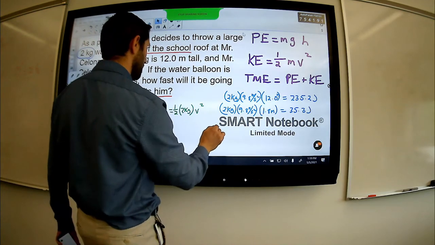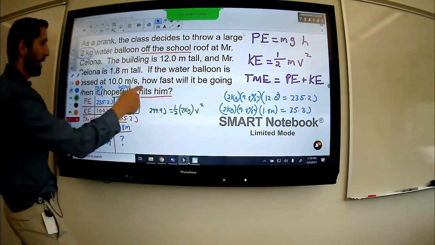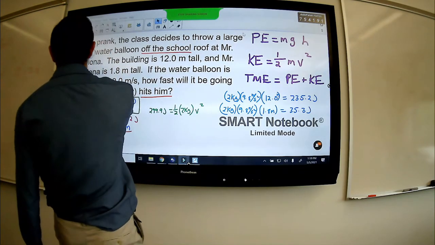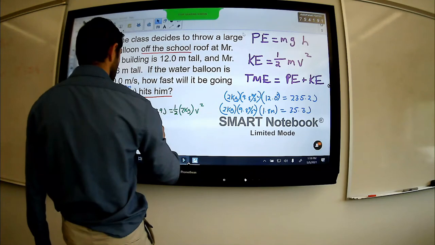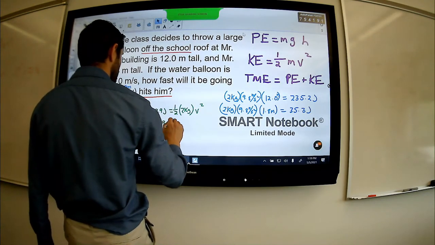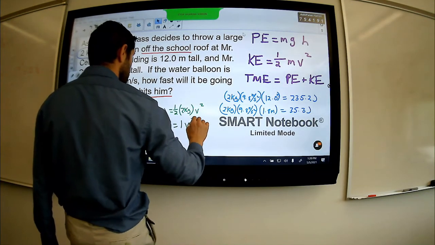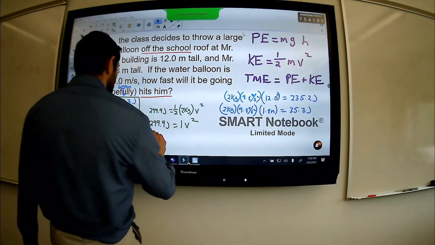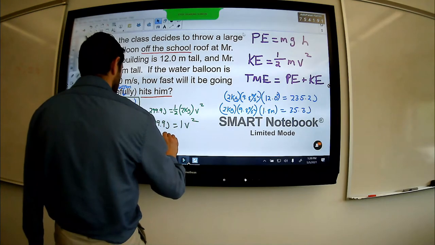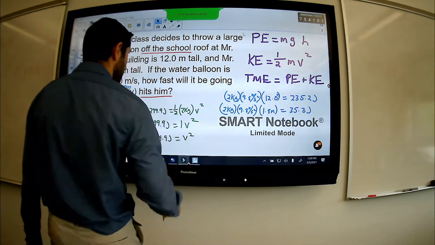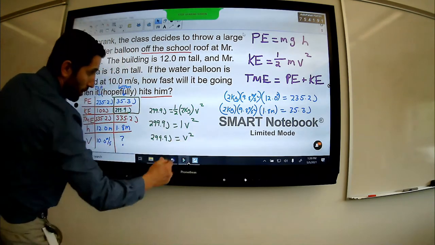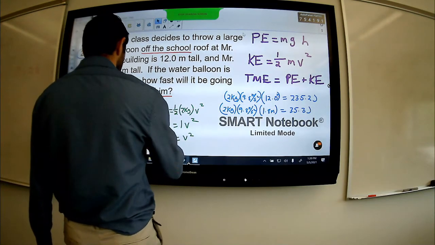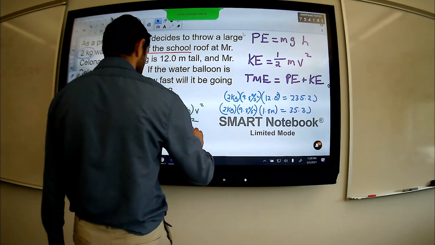Okay, so let's solve this out. Half of 2 is just 1. So 299.9 joules equals 1 V squared. Divide both sides by 1. 299.9 joules equals V squared. And if we want to get rid of a squared, we have to take the square root of both sides.